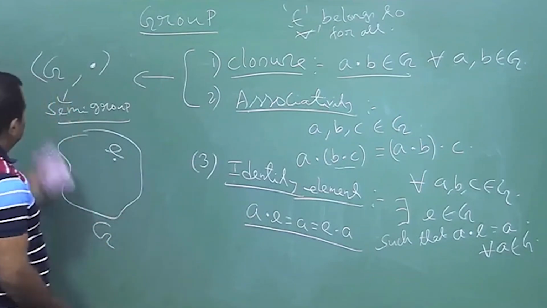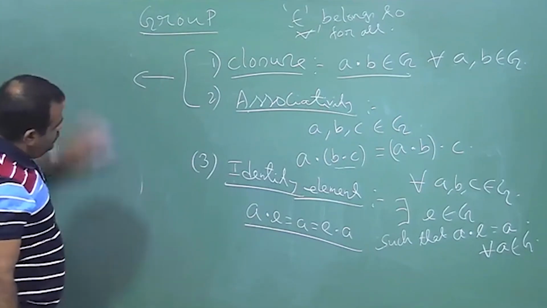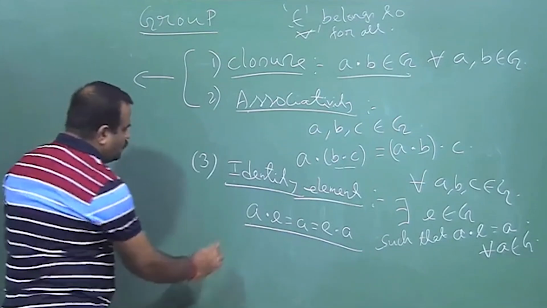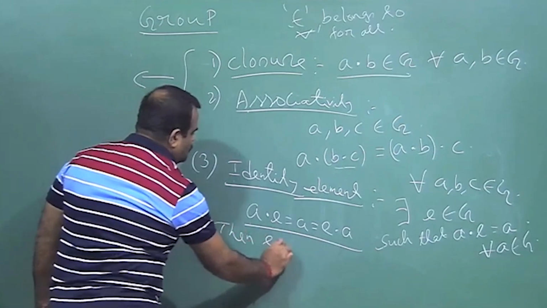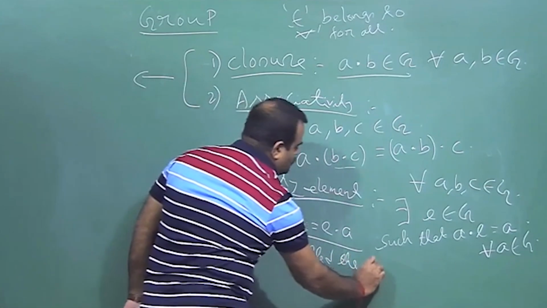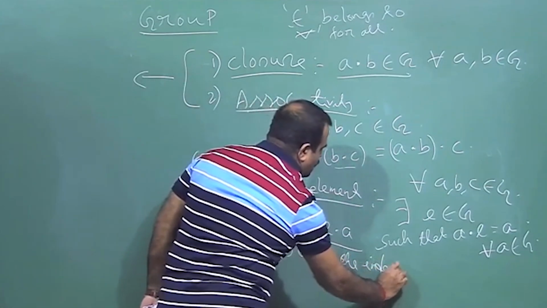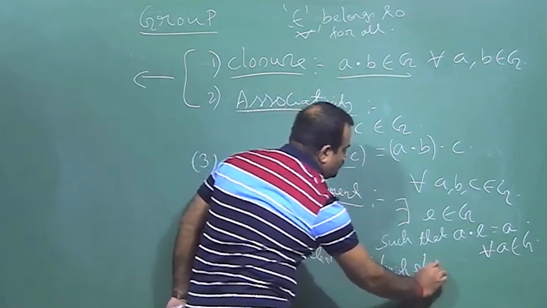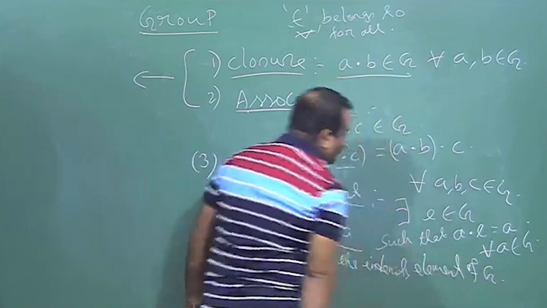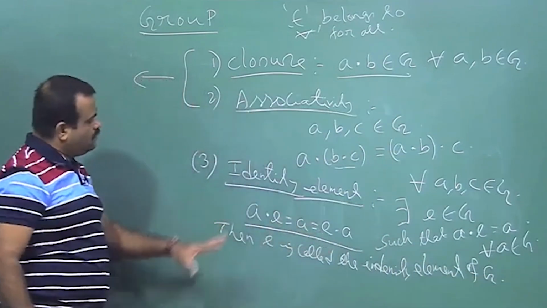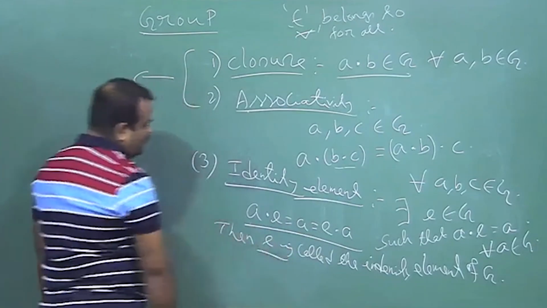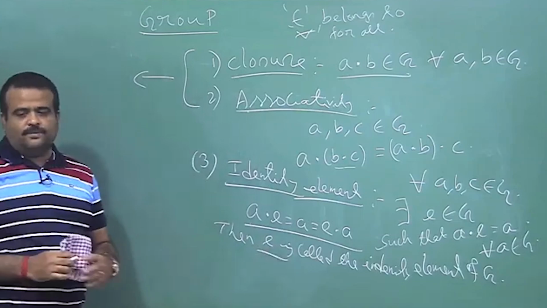If we have such an element, then that element is called the identity element of the group, E is called the unique identity element of the group G. So far we do not know it is a group, so far we have this set. So, E is called the identity element if we have this property.